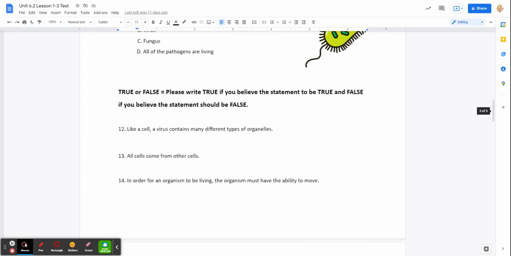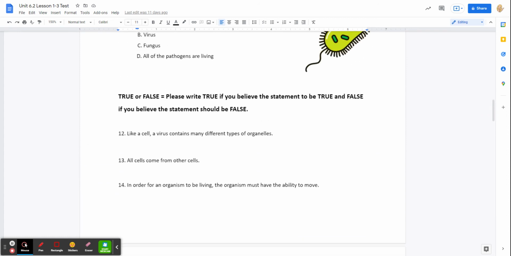All right, the next few are true and false. So if you think the statement is true, put a T, or you can write out true. Or if you think the statement is false, you can put an F or write out false. All right, so number 12. Like a cell, a virus contains many different types of organelles. So remember, organelles are like the organs in our body. That's the equivalent. So is this true or false? Like a cell, a virus contains many different types of organelles. Put a T for true or an F for false.